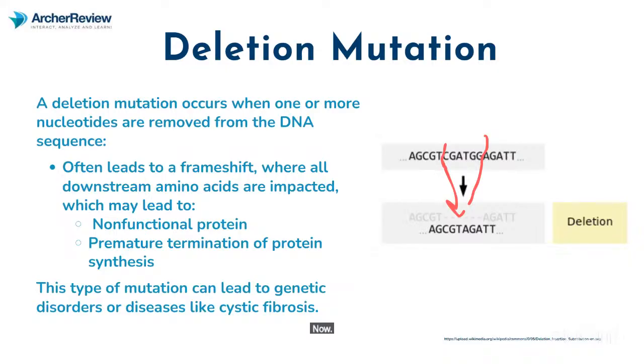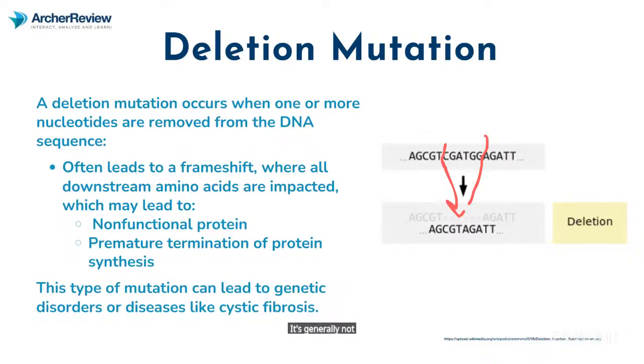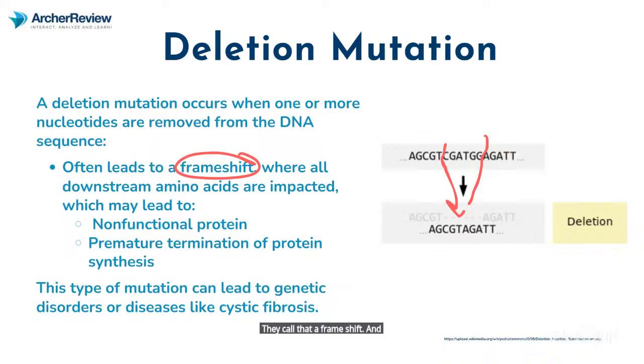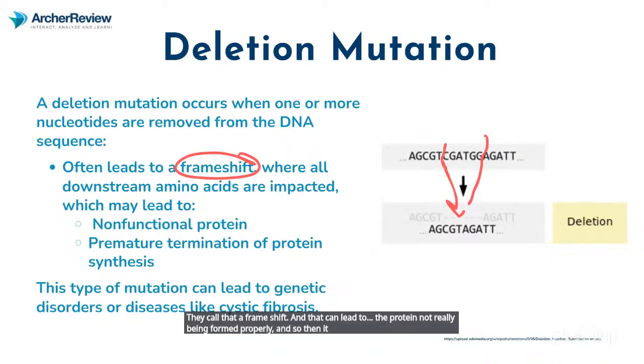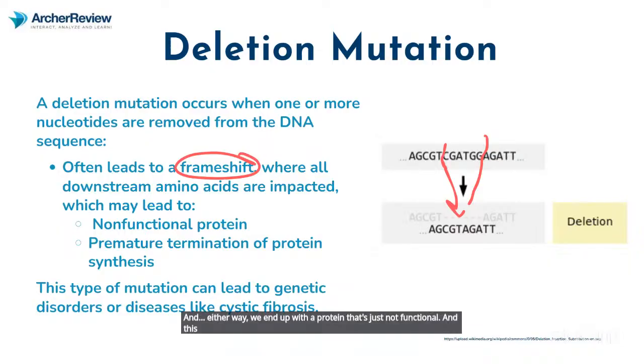Now, why this is a problem, if we remember that our mRNA is read in groups of 3. And so when we have this chunk cut out, it's generally not a chunk in groups of 3. And so it causes the read of the mRNA to shift. They call that a frame shift. And that can lead to the protein not really being formed properly. And so then it doesn't function properly. Or it can stop the recipe, the building of the protein too soon. And either way, we end up with a protein that's just not functional. And this can lead to genetic disorders like cystic fibrosis.